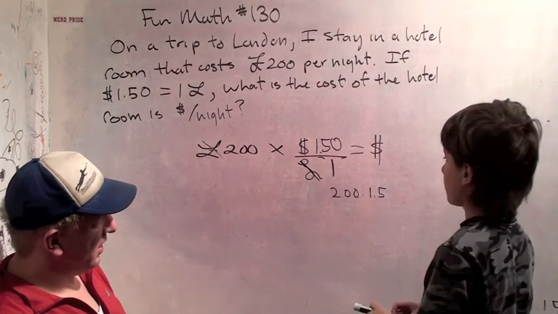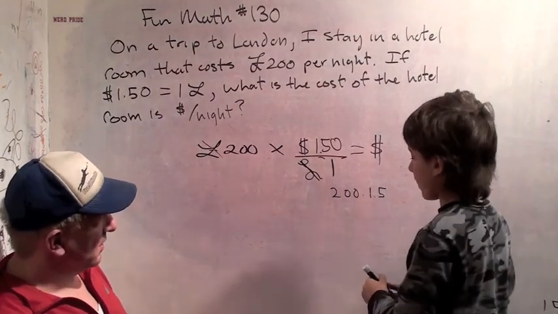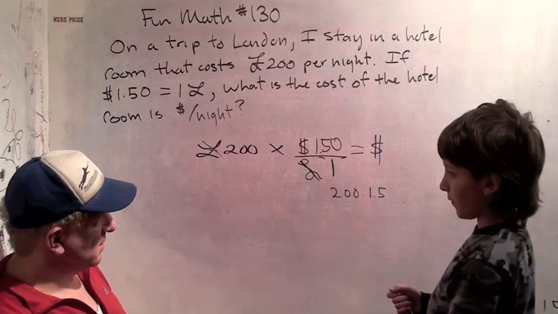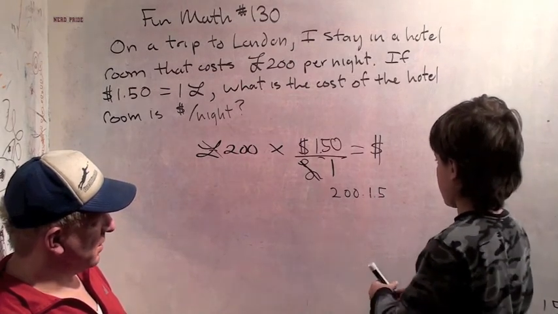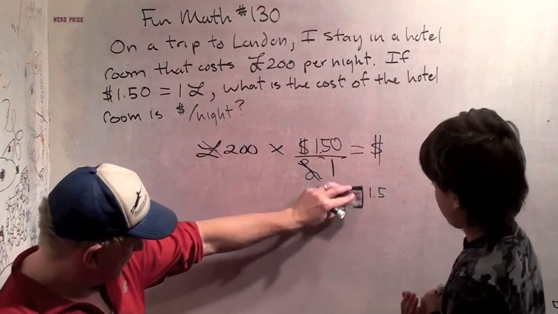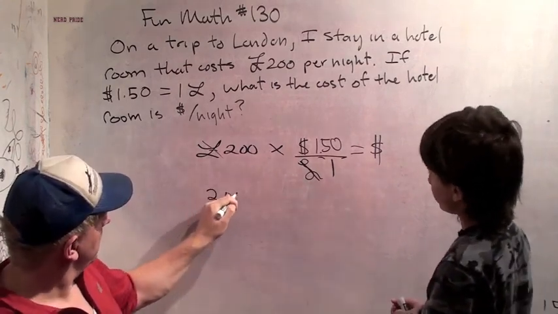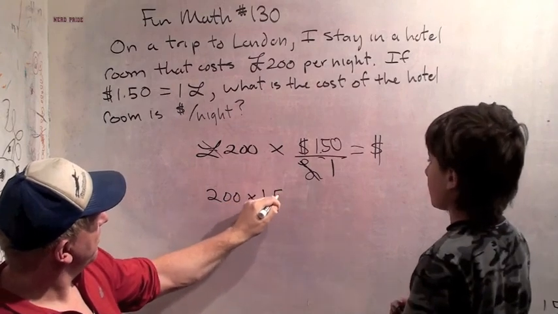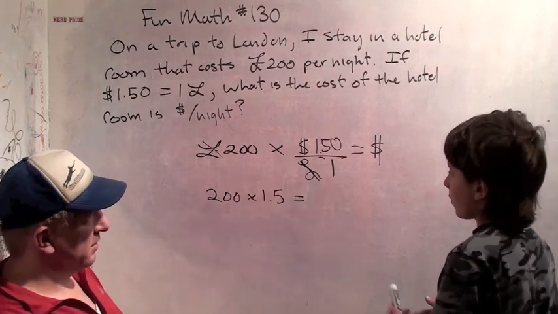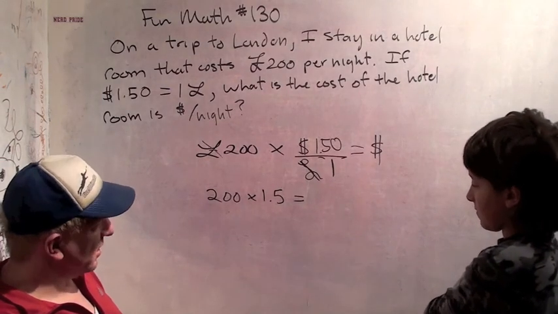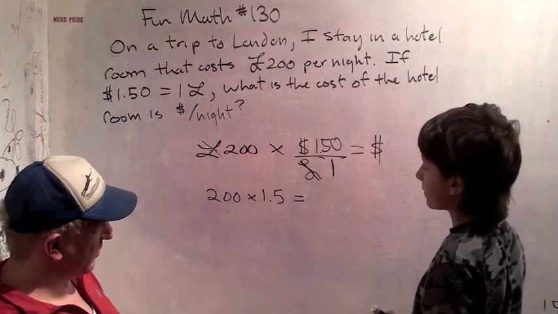200 times 1.5. Well, if you multiply this times 100, you're going to get 150. Alright, well, how do you want to do this multiplication? We have 200 times 1.5. Okay, so you have to figure out how to do that. Well, 1.5 in fractions is 15 tenths. Okay, so you're going to convert it to a fraction. Yeah. Okay, go ahead. What would you write now?